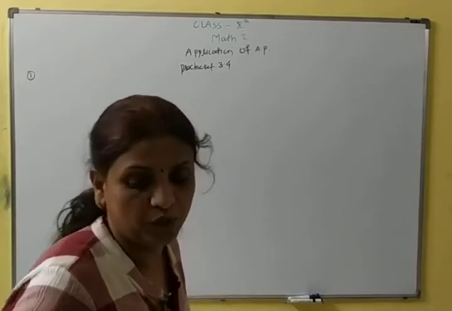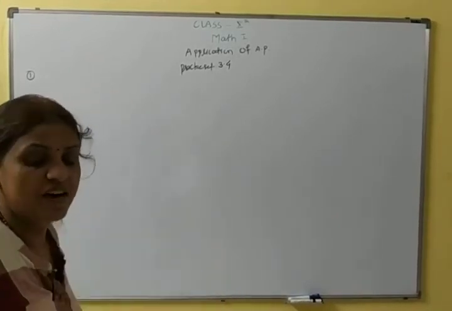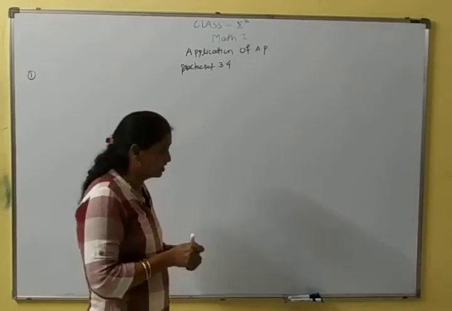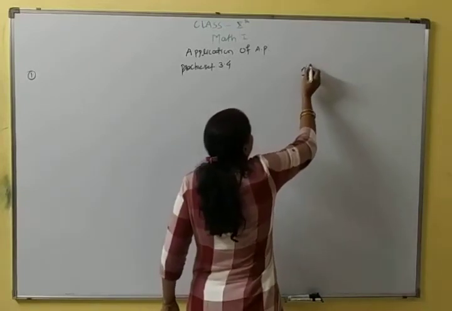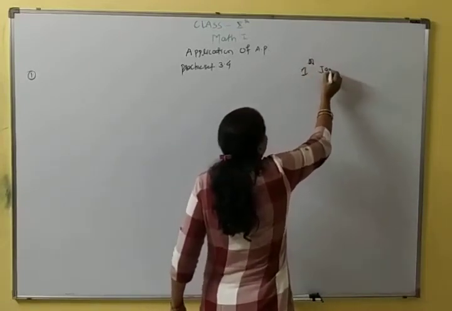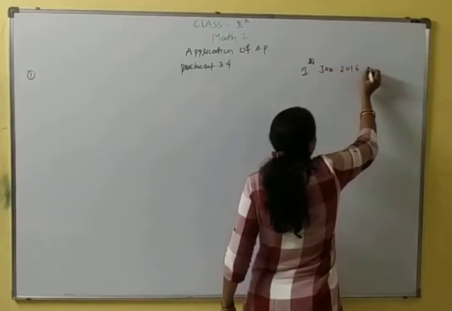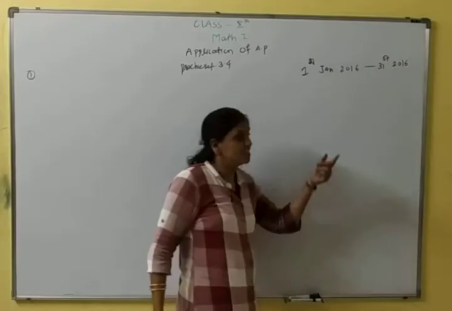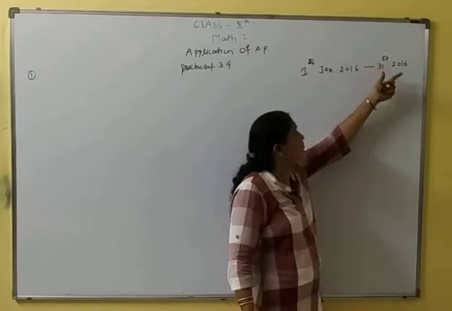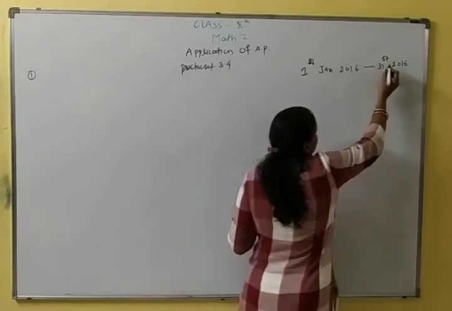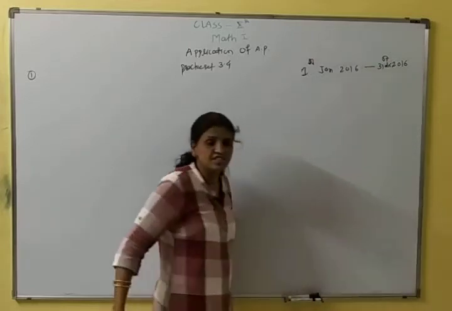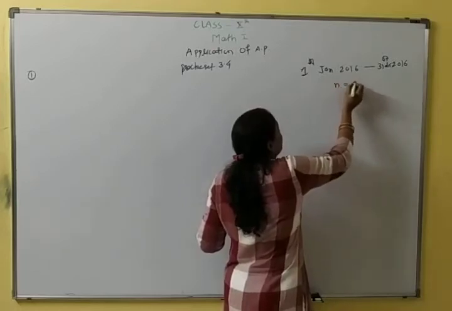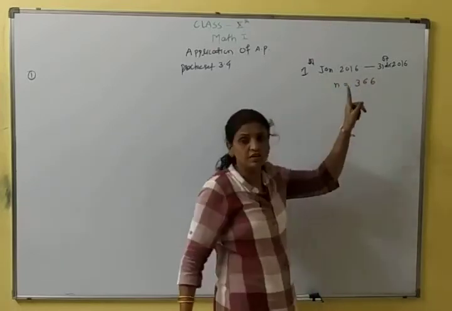On 1st January 2016, Sanika decides to save rupees 10. So 1st January 2016 to 31st December 2016. How many days are there between 1st January 2016 and 31st December 2016? 2016 is a leap year. So the number of days, n, equals 366 days in a leap year.